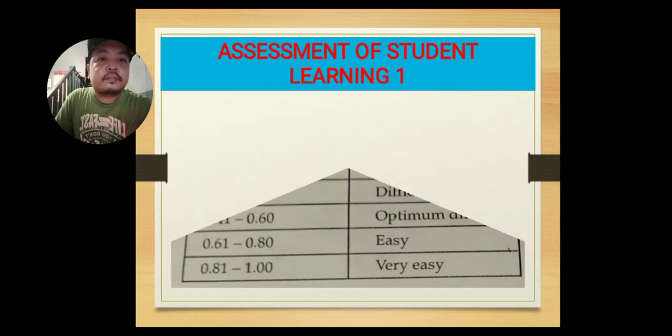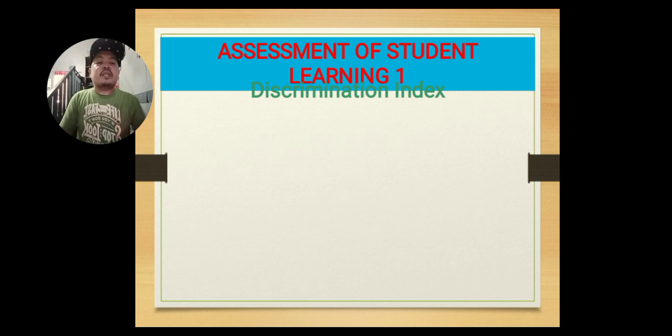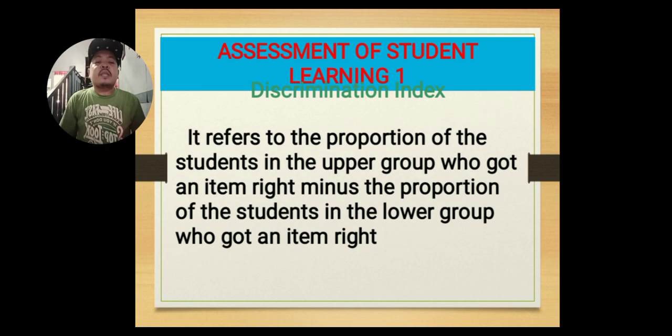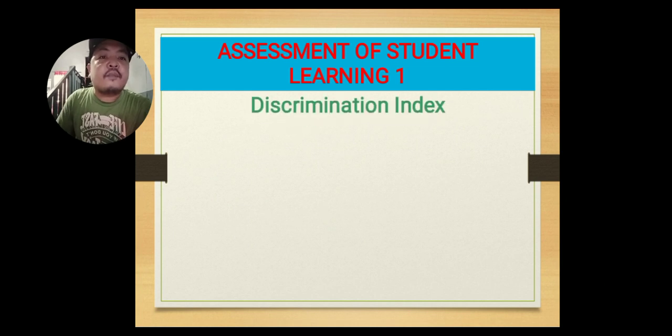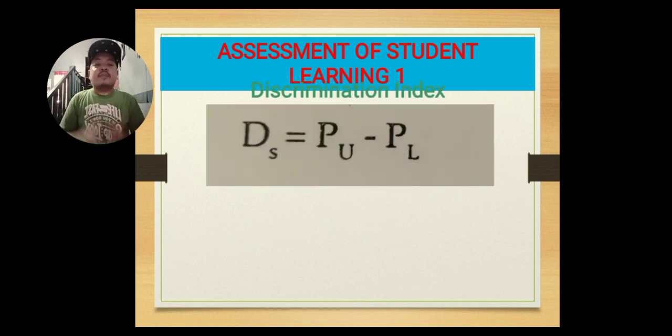Next, we have the discrimination index. When we say discrimination index, it refers to the proportion of the students in the upper group who got an item right minus the proportion of the students in the lower group who got an item right. Later on, aalamin natin paano ba pagkuha ng upper group at paano ba pagkuha ng lower group. Just like the difficulty index, meron din tayong table for discrimination index. But before that, this is the formula for discrimination index: DX equals P sub U minus P sub L.